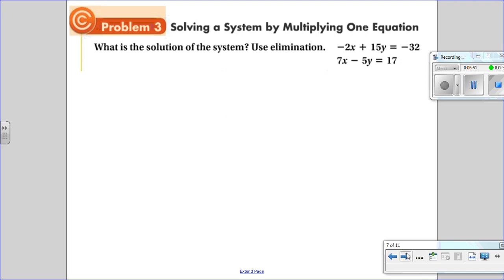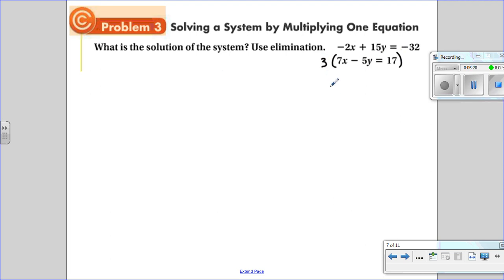So what happens if our x's and our y's aren't the same, if they're not inverses of each other? Then sometimes what we have to do is multiply one of them or both of them by something. So what could we do in order to get either the 5 to become 15 or the 2 and 7 to match up? Here's the easiest way: to get negative 5 up to negative 15, I could multiply the whole thing times 3.